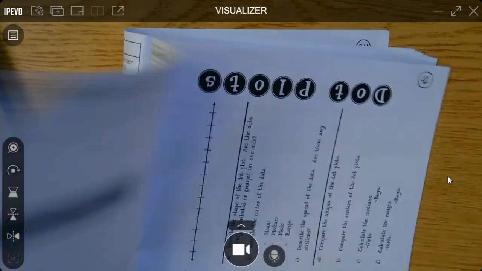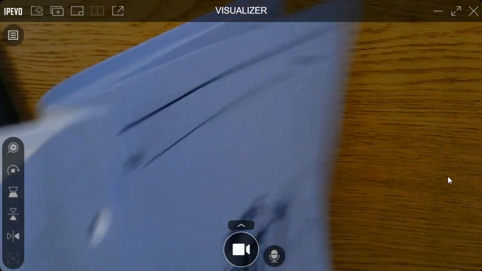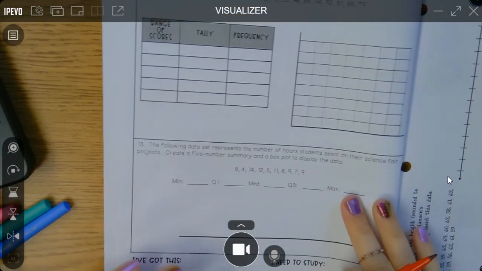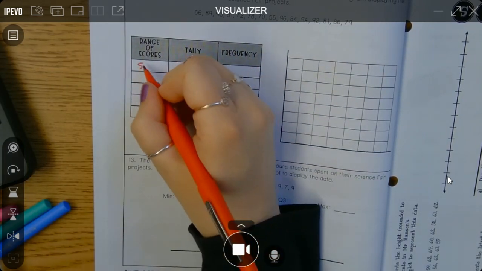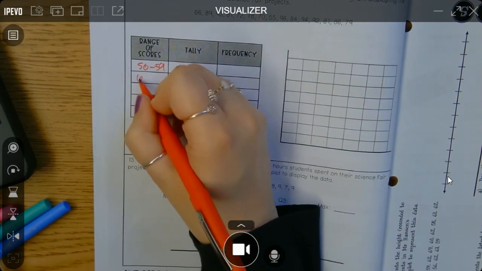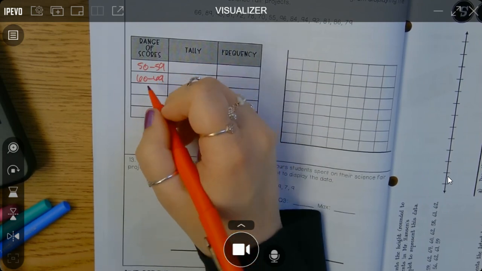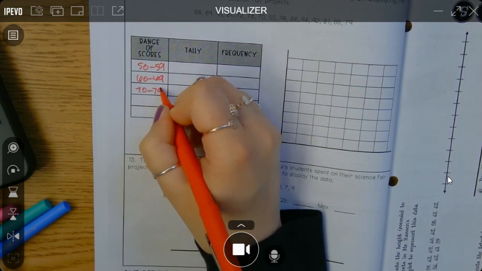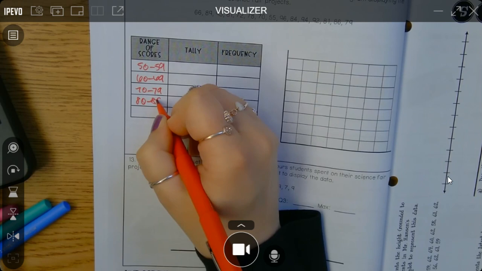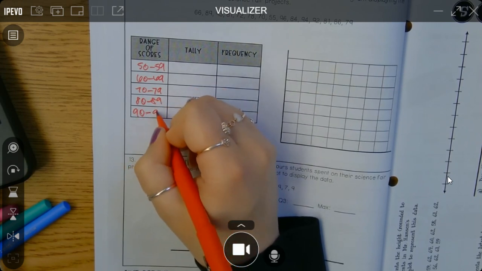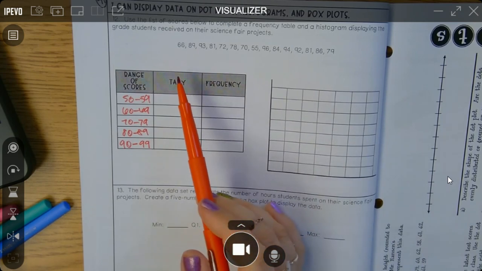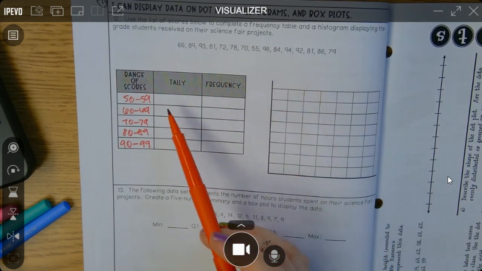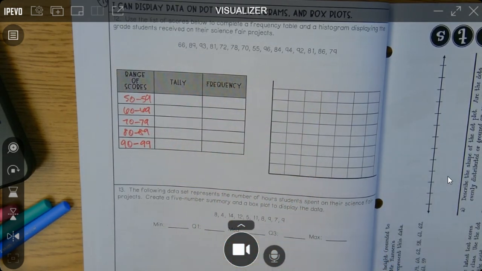Okay, last page. We're almost done. Your range of scores, I would say, is 50 to 59, 60 to 69, 70 to 79, 80 to 89, and 90 to 99. Go ahead and try to tally these up, see where they fall, and then create a histogram.